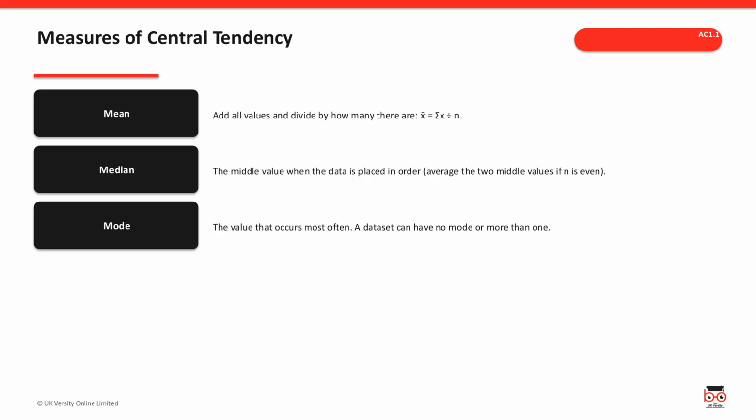Let's line up the 3 averages. The mean is the one most people know. Add everything up and divide by how many values you've got. Written x bar equals the sum of x divided by n. The median is the middle value once you've put the data in order, and if there's an even number, you average the middle two. The mode is simply the value that crops up most often. Take 5 test scores of 3, 7, 7, 8, and 10. The mean is 7, the median is 7, and the mode is 7 as well.